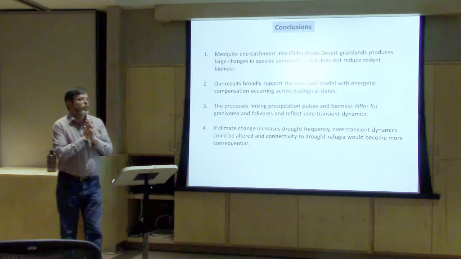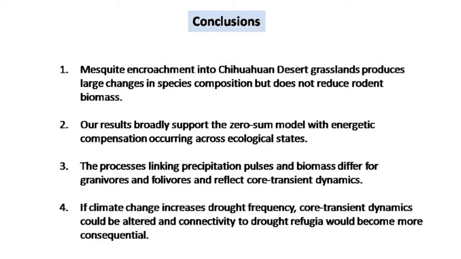So we don't really see any kind of evidence for degradation when viewed in terms of total rodent biomass. Shrub encroachment doesn't reduce rodent biomass despite big changes in species composition. And at least in a broad sense, I think this supports the idea of energetic compensation in the zero-sum model. But we want to dig into that a little more deeply and do some specific tests.